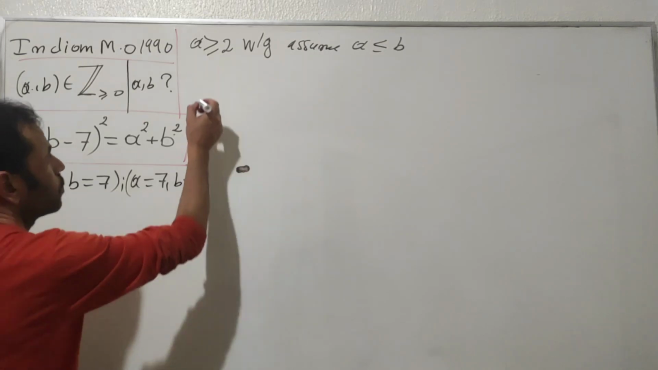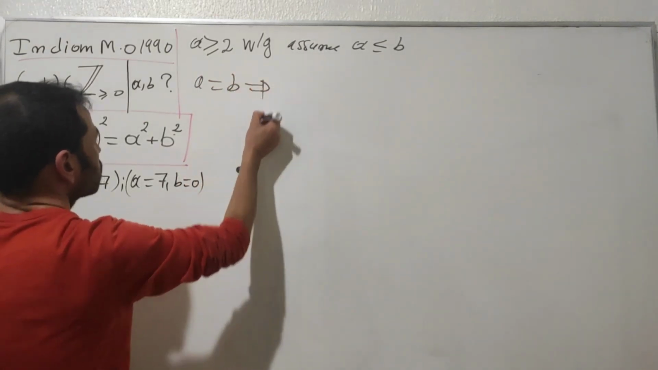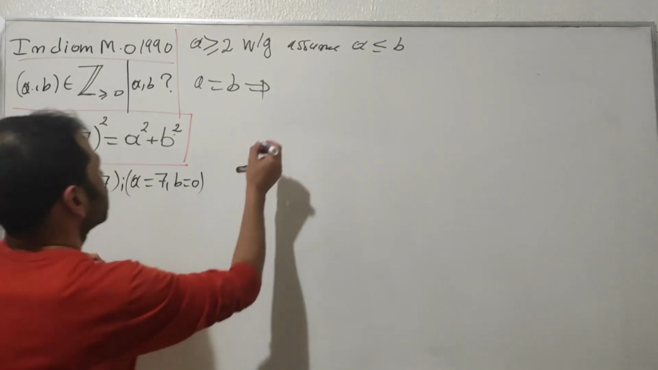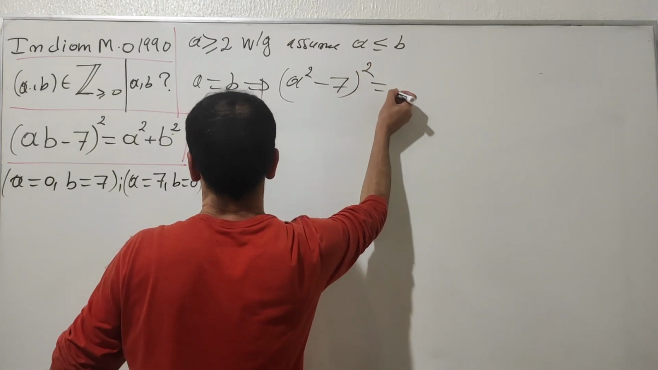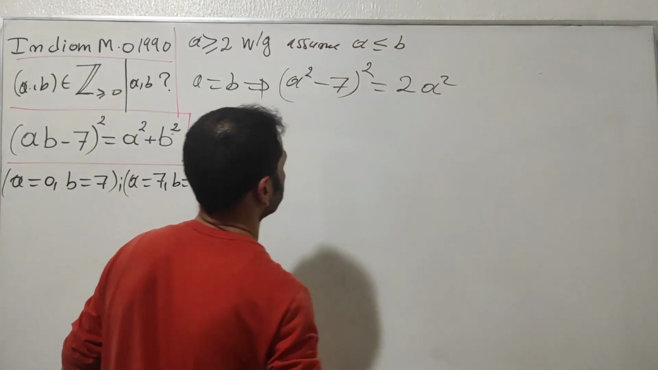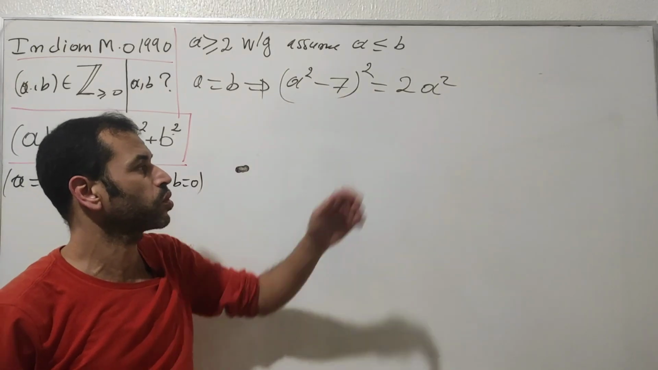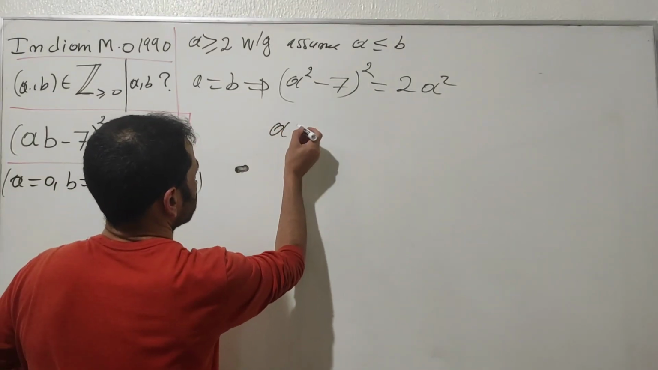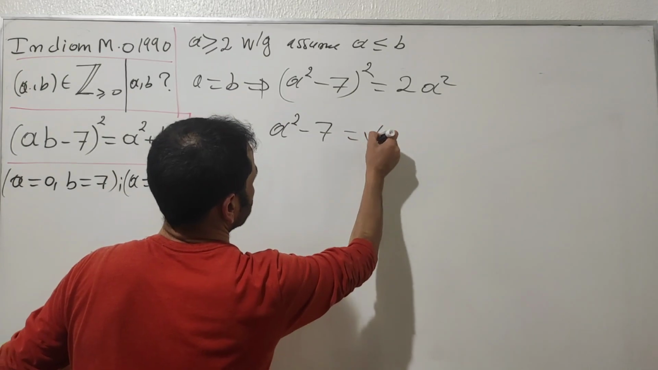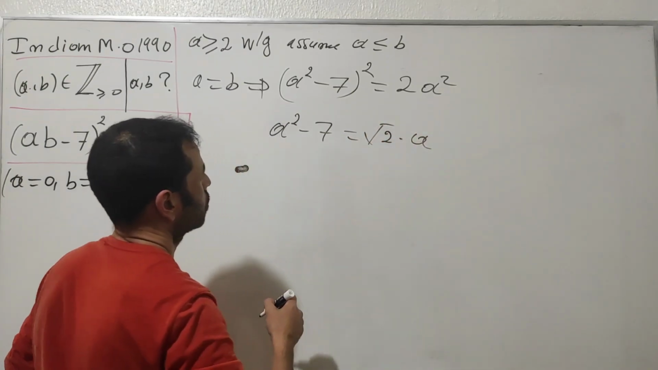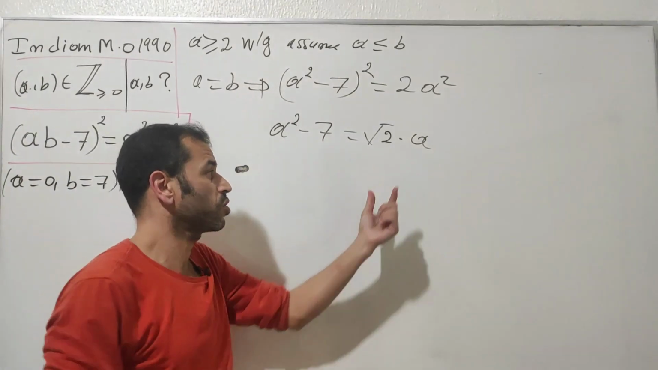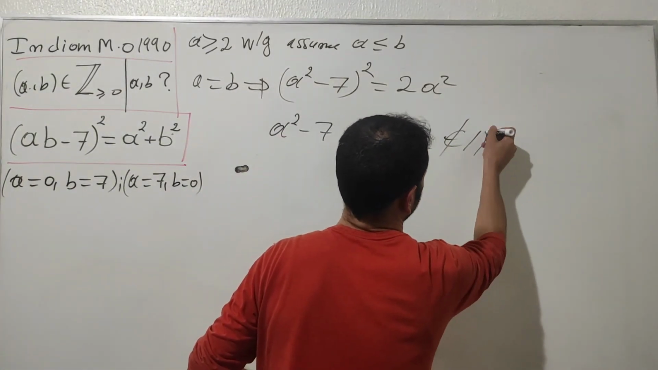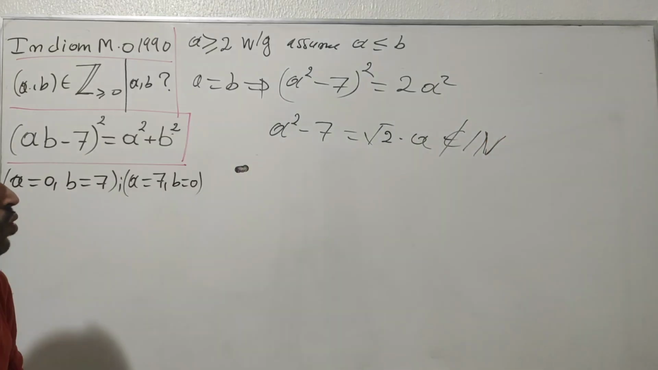If a equals b, I'm simply going to replace b with a. I get (a squared minus 7) squared equals 2 times a squared. Taking the square root on both sides, I get a squared minus 7 equals square root of 2 multiplied by a. The left-hand side of this equation is an integer, but the right-hand side is not an integer. Which means the case a equals b is impossible as a solution.